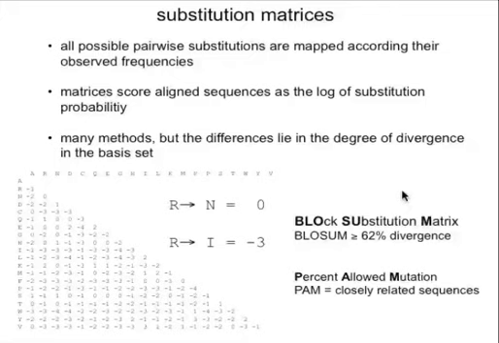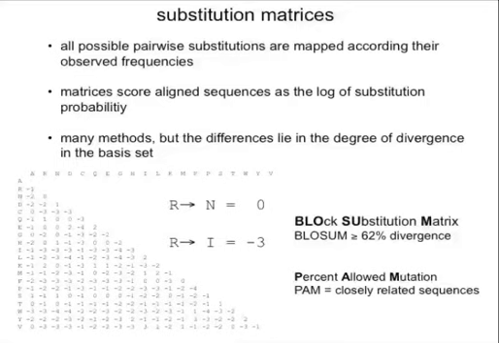And effectively what this boils down to is comparing all possible pairwise substitutions and mapping them according to an observed frequency. So that's before we even look at a particular set of sequences. We can look at how frequently one amino acid is substituted for another. This requires that we've already done some sort of library of comparisons to use to generate our matrix. So how frequently do we substitute an arginine for an alanine? And we assign that a number.